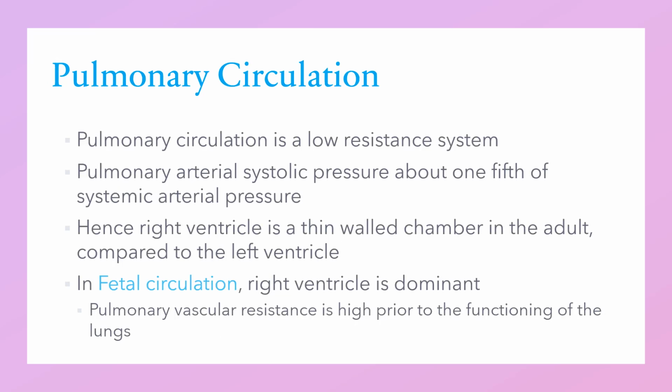Pulmonary circulation is a low resistance system. Pulmonary arterial systolic pressure is about 1/5 of the systemic arterial pressure. Hence, the right ventricle is a thin-walled chamber in the adult compared to the left ventricle, which faces the systemic circulation. In fetal circulation, the right ventricle is dominant. Pulmonary vascular resistance is high prior to the functioning of the lungs.